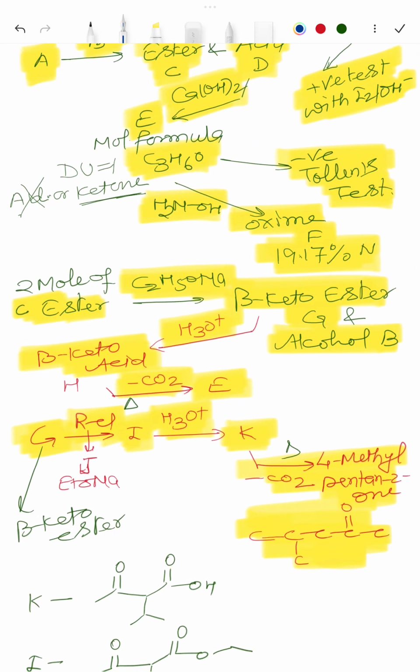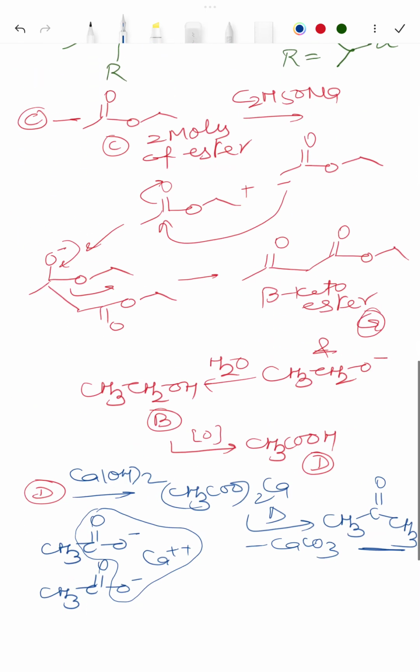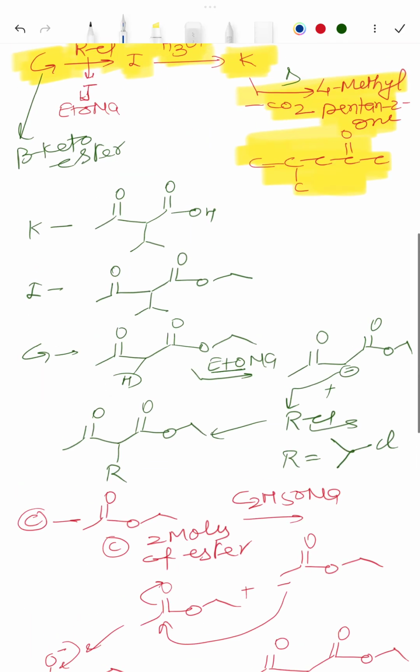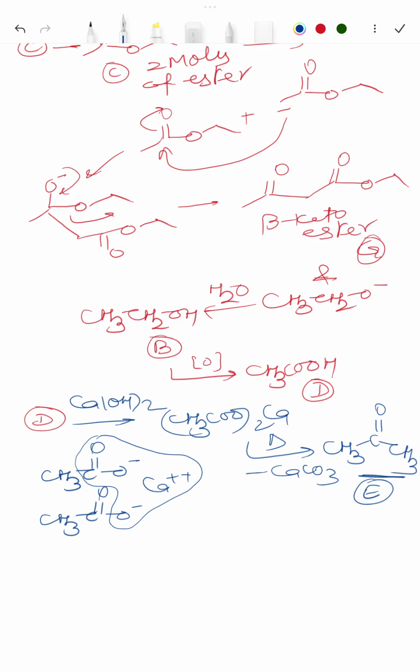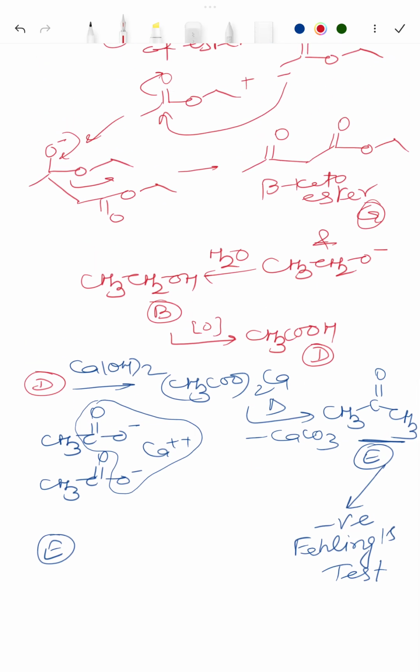So what is the name of this compound? C3H6O. So this is actually E, C3H6O. Now E reacts with NH2OH, and it also gives a negative Fehling test. So it means aldehydes should not be present. So this is also a verification test. Fehling test negative.